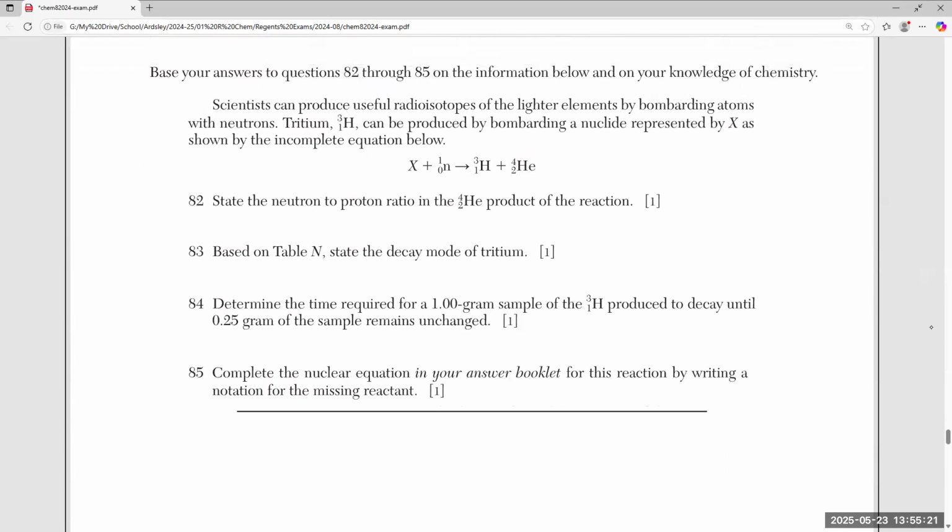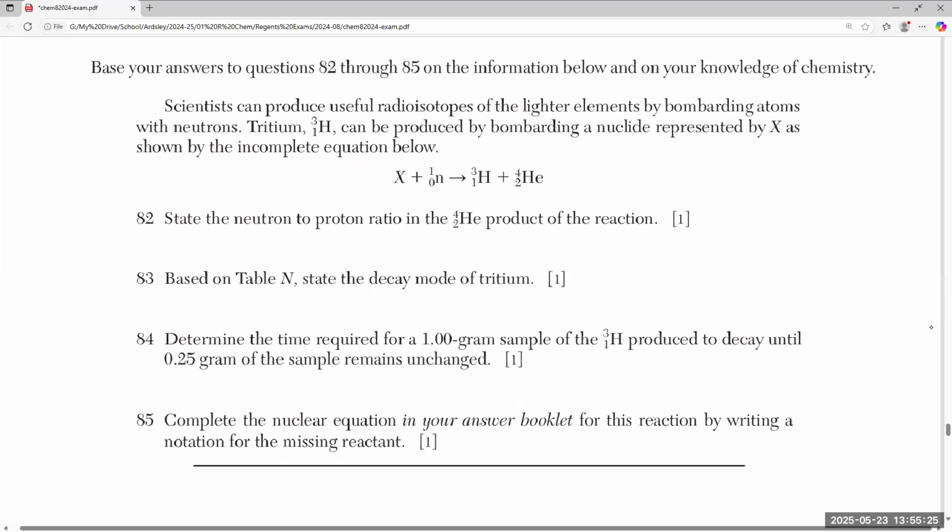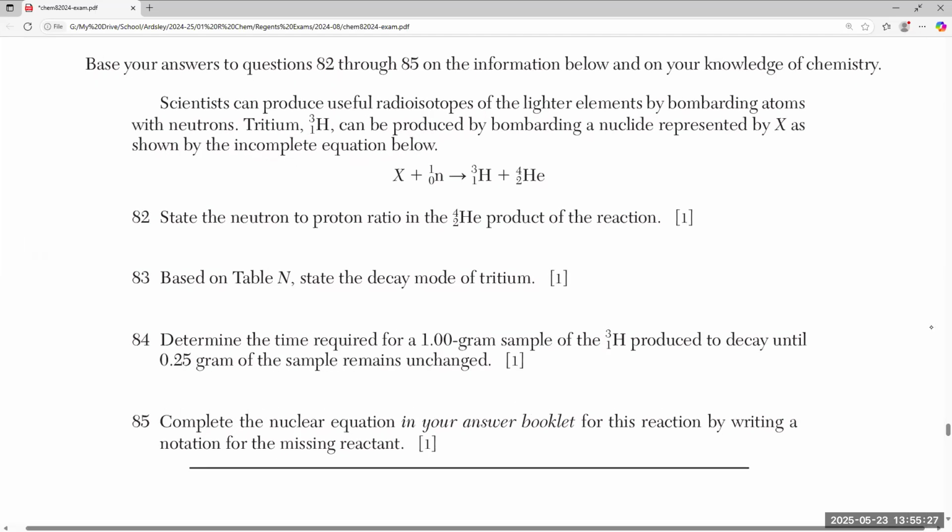Oh, it's nuclear, and you're thinking, oh man, nuclear. Like I said, by this time, we haven't covered nuclear yet. That's next week, but I hope by this time you know how to answer like half of these already. So let's look at number 82. State the neutron to proton ratio in helium 4:2. Guys, it's an isotope. Look, it's 4:2 helium.